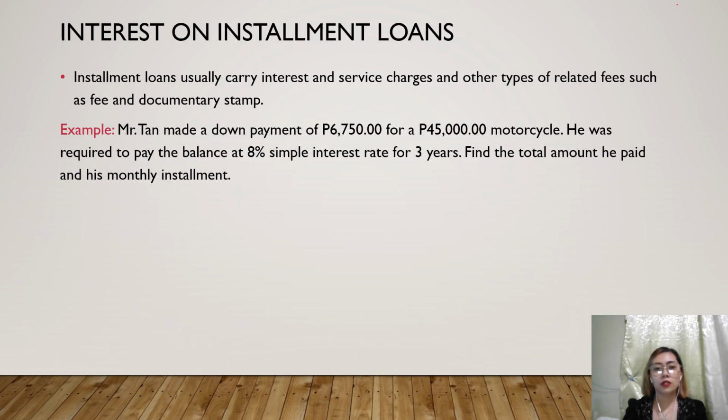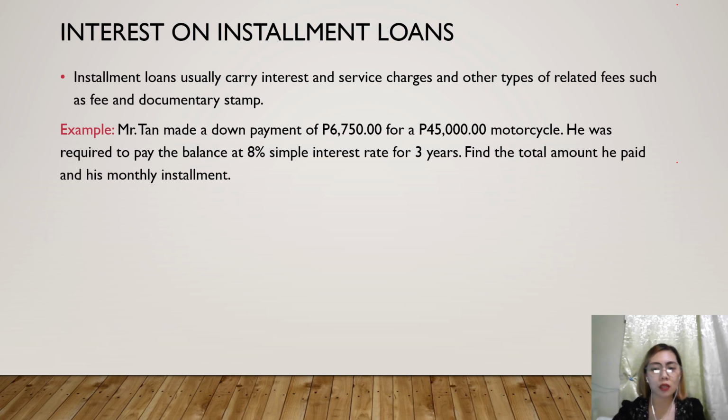Okay, interest on installment loans. Installment loans usually carry interest and service charges and other types of related fees such as notarial fee and documentary stamp. So, example of this is Mr. Tan made a down payment of 6,750 pesos for a 45,000 peso motorcycle. He is required to pay the balance at 8% simple interest rate for 3 years. Find the total amount he paid and his monthly installment.